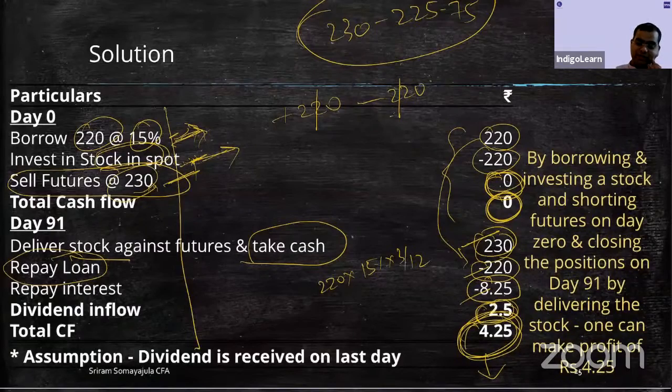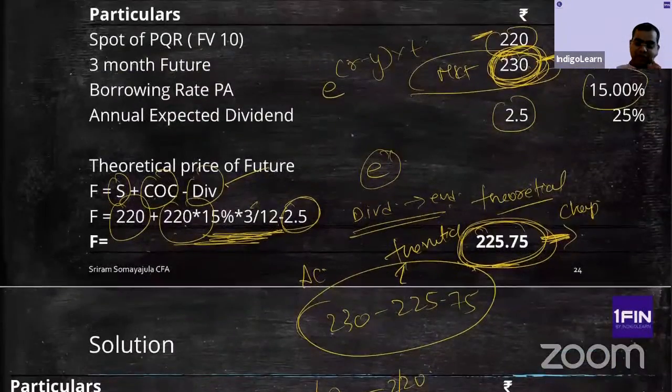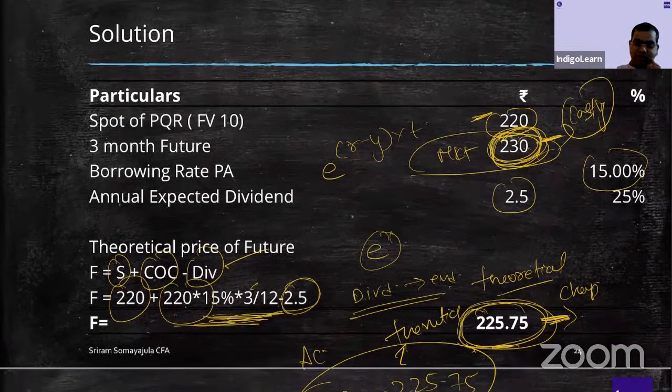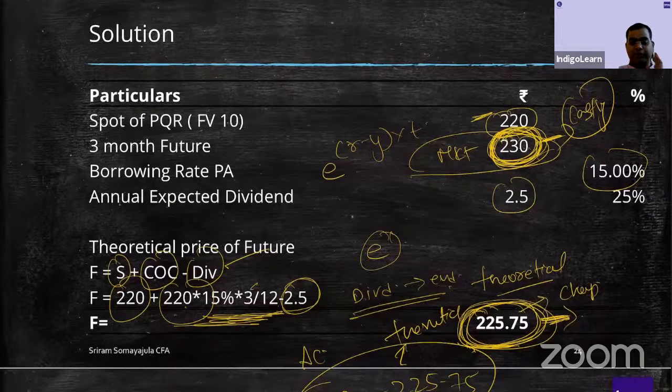What will be a risky position? A risky position is where you directly go short on future. This particular 3-month future is trading at 230, right? 230 is the current market price, whereas the theoretical price is 225.75. If you want to take a risky position, you will sell the future and keep it open, and on that day the market will come down to 225.75. Since you have sold at 230 and the market price is 225.75, you will make a gain of 4.25. That is a risky way. This is a non-risky way.